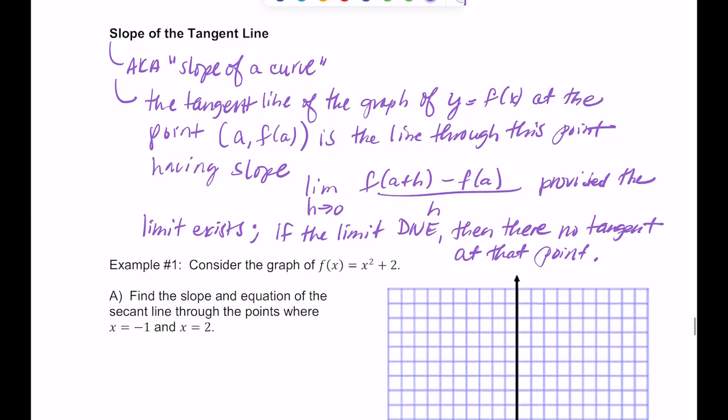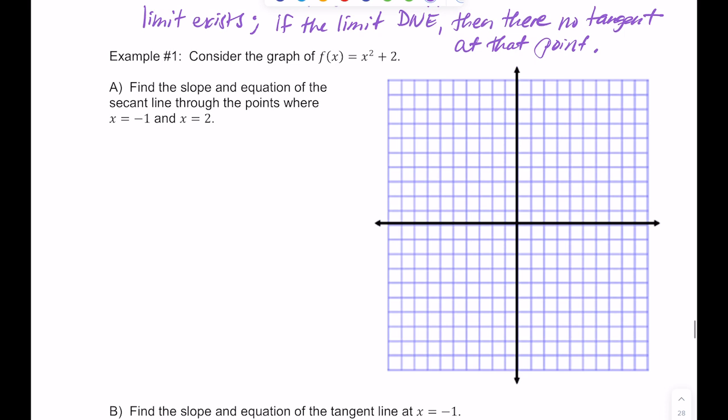Okay, so let's take a look here. We've got this function, f of x equals x squared plus 2. We're going to find the slope and the equation of the secant line through the points where x equals -1 and 2. So first let's graph this, x squared plus 2. We know that that's just going to be x squared shifted up 2, right? So if you graph x squared, you've got a point at -2, 4. That's going to shift up 2. And you have a point at -1, 1. That's going to shift up 2. 0, 0 shifts up 2. And then we know it's symmetric, so it's going to look something like that.